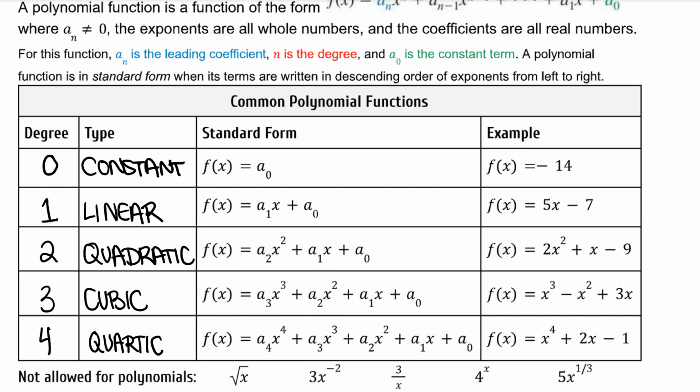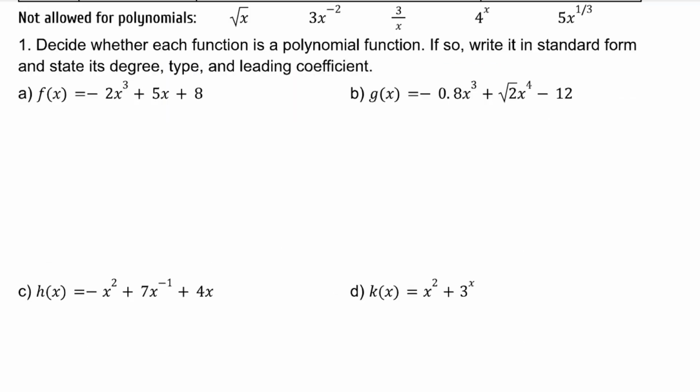A function is not a polynomial when it has an x under a root, an x with a negative power, an x in the denominator, an x in the exponent, or an x with a fractional exponent. Decide whether each function is a polynomial function. If so, write it in standard form and state its degree, type, and leading coefficient.